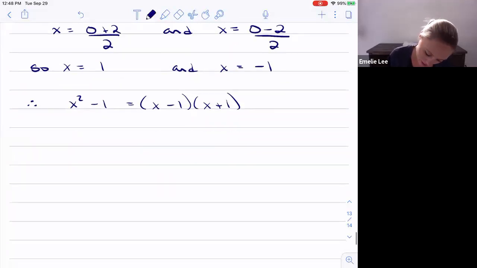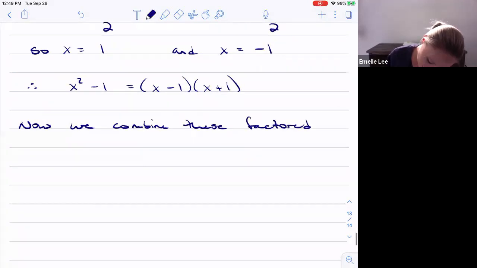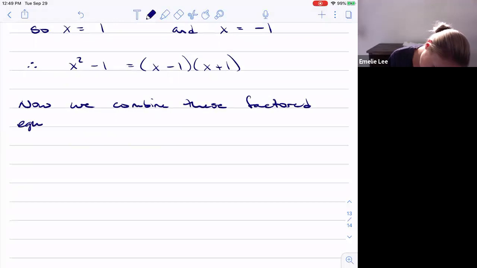Okay. So now we combine these factored expressions. I should say expressions. Why should I say expressions? An equation has an equal sign, right? Factored expressions and try to cancel.